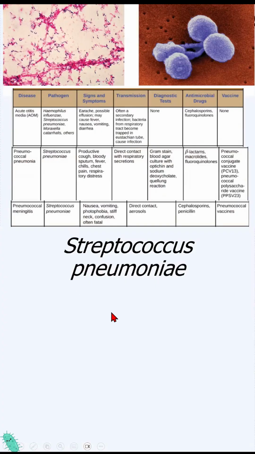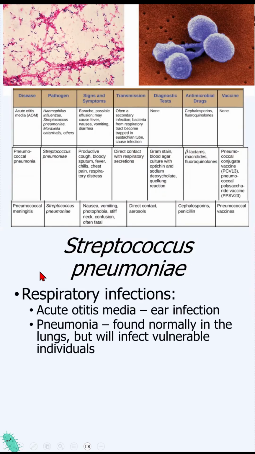And then finally, strep pneumoniae. So it's also a streptococcus, so it's a cocci that's in lines, strep. And this one causes a ton of different diseases as well. So respiratory infections, it can cause the classic ear infection, also known as acute otitis media.